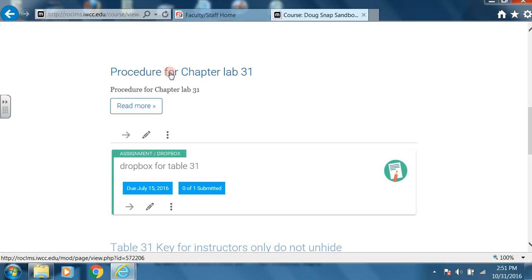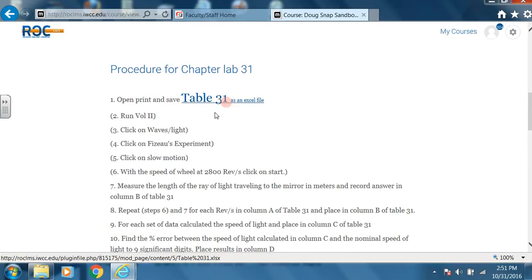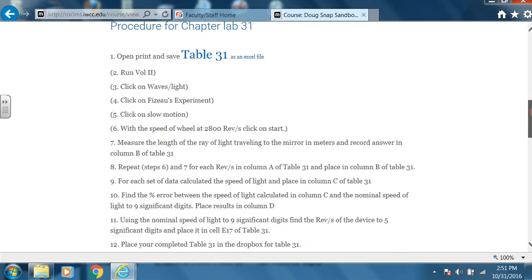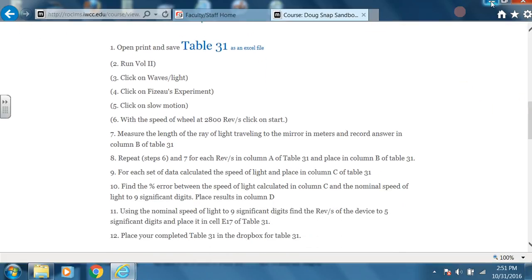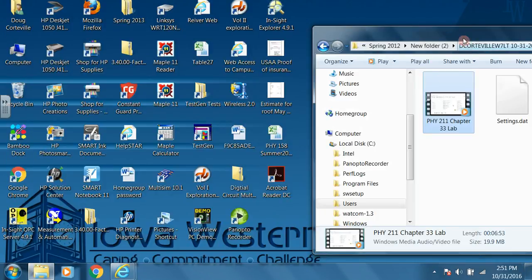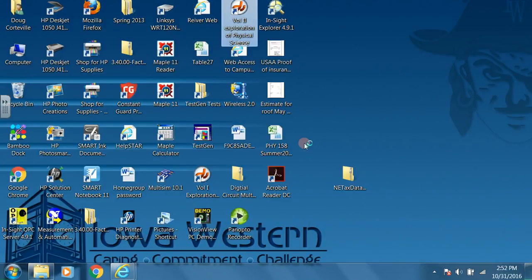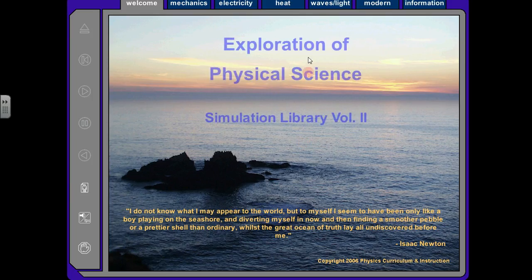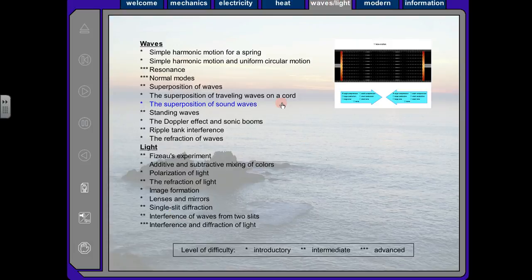So we'll come up on the procedure. You're going to need to open, print, save the Excel file, and then we're going to want volume 2. Okay, there we go.